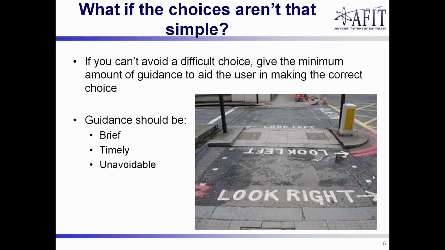If you've ever been a tourist in a European country, you may have seen, or in real life experienced, what we're showing here in the image. This is a pedestrian crosswalk, and it's very brief, timely, and unavoidable what the instructions are. This is especially helpful because the traffic is probably coming in the opposite direction than you expect, and you're very likely to not look in the correct direction.